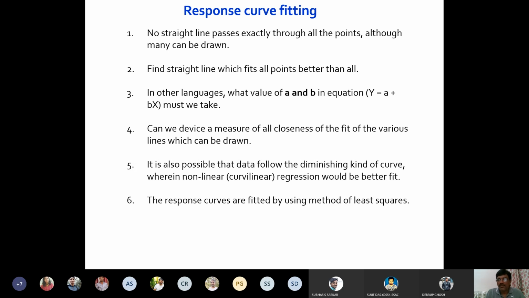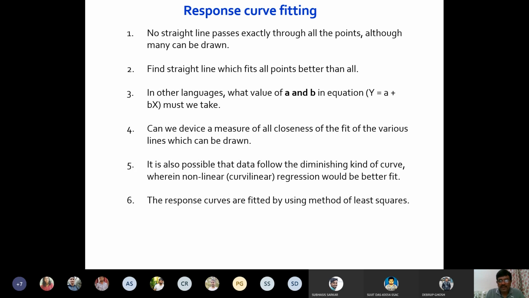So can we devise a measure of the closeness of the fit of the various lines which can be drawn? It is also possible that data follow a diminishing kind of curve, wherein no linear regression would fit. So it is not always the case that the data will show a linear relationship. Sometimes your data can show another kind of relationship which may be curvilinear. The response curves are fitted by using the method of least squares. This is important. To find the values of a and b, we use the method of least squares. So we need to understand the method of least squares.